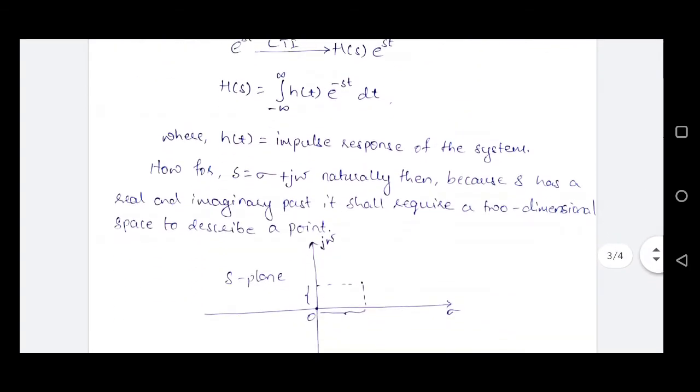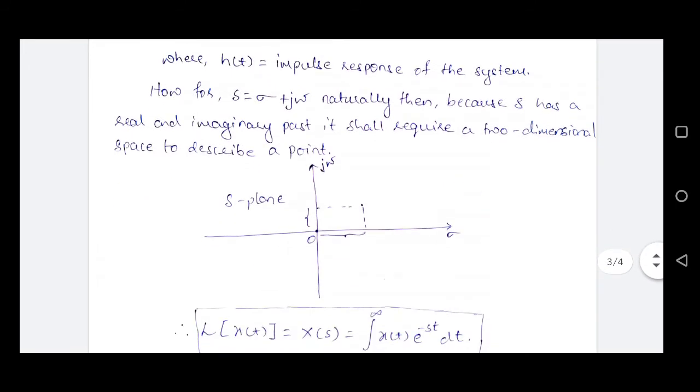If s is defined as sigma plus j omega, then we'll require a two-dimensional space to represent the Laplace transform. On the y-axis, we'll represent the imaginary part j omega, and on the x-axis, we'll represent the real part sigma. So any point on this s plane will be taken as the coordinates of the x-axis and y-axis, which are the real part and imaginary part of the variable s.